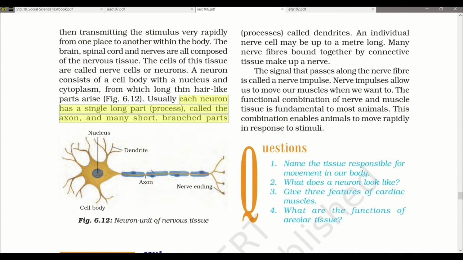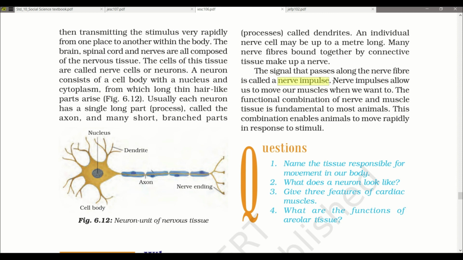An individual nerve may be a meter long. So, a single nerve can have a length of at least a meter. Many nerve fibers bound together by connective tissue make up a nerve. The signal that passes along the nerve fiber is called a nerve impulse. It is an electrical impulse, so the information that we receive from the environment to the brain is sent through electrical impulses. Nerve impulses allow us to move our muscles when we want to.